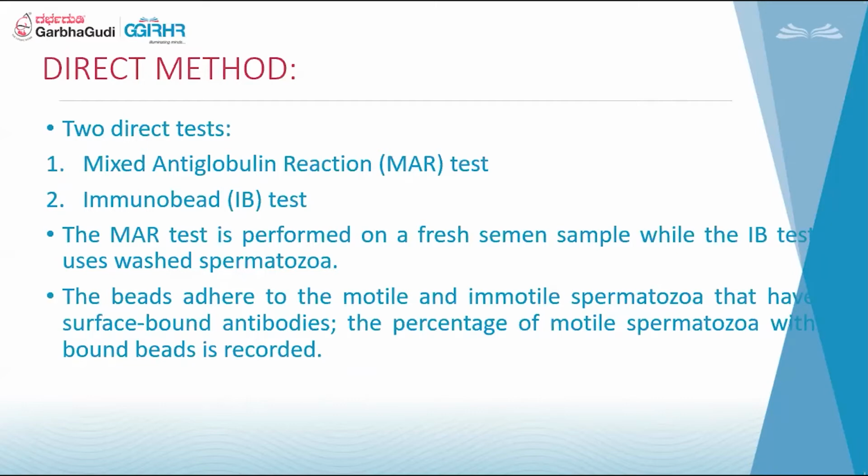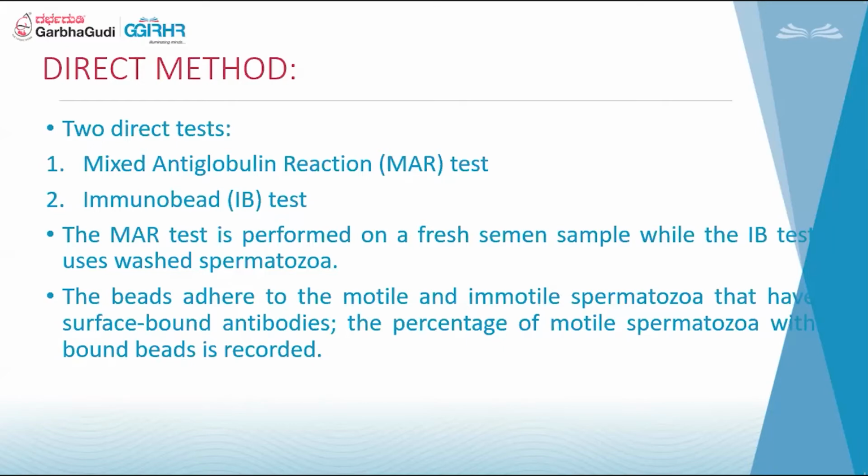So there are two different samples, right? Raw sample and then washed. Washed means you'll be washing it with the sperm wash, just removing the excess seminal plasma. It is a washed sample. The beads adhere to the motile and immotile spermatozoa that have surface bound antibodies, and the percentage of motile spermatozoa with bound beads is recorded.